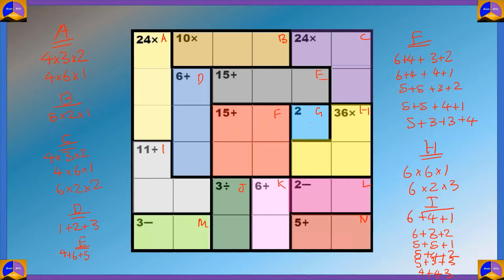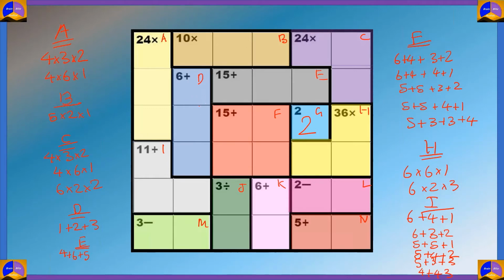Now, this is a special cage known as a freebie cage. In this cage, what you should do is write down the number given, which in this case is 2. Now, let's write down the options.